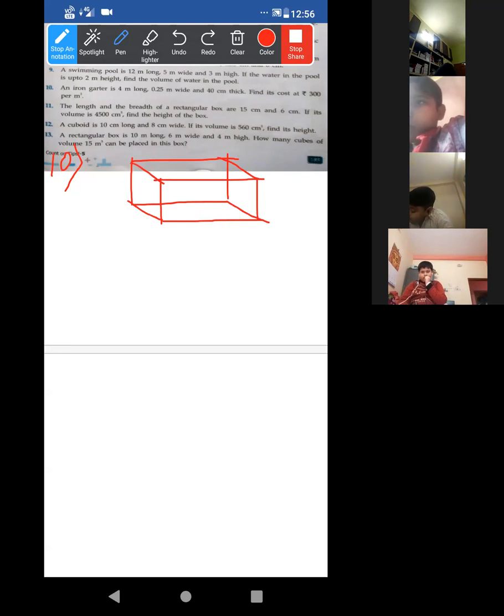Here length is given. All the things are given in meter. Look, only one thing is given in centimeter. The other things are in meter. Even the volume cost is also given per meter cube. So convert that centimeter into meter. It is how much long? 4 meter long, 0.25 meter wide. And the height is given what?